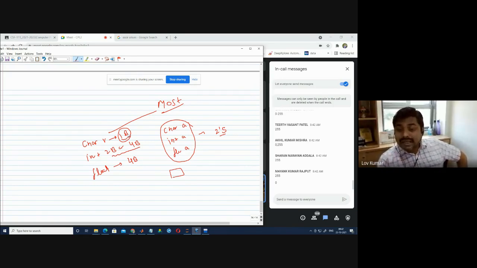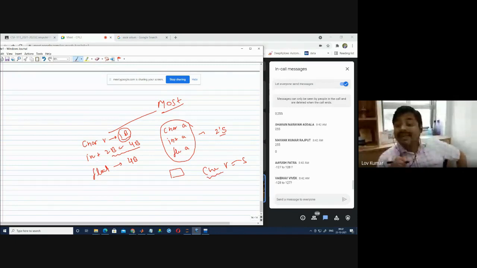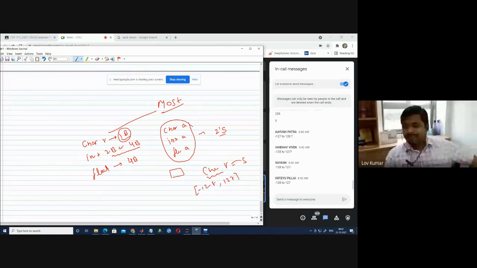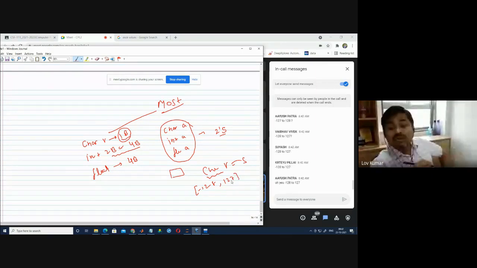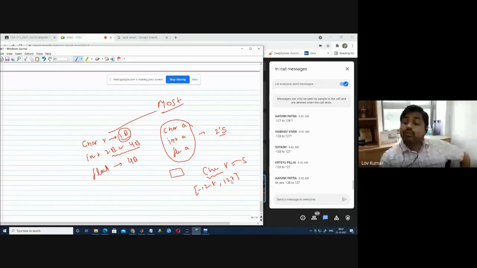If you are writing character B equal to 5, it will be considered as a signed number. In case of signed number, what are you getting? Minus 128 to 127, by default. If you are going to create an unsigned number forcefully, then you have to write unsigned.